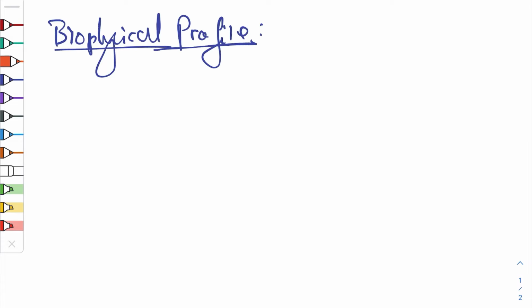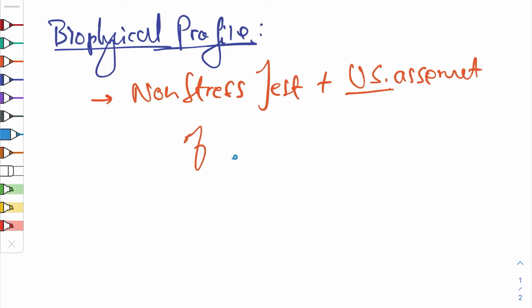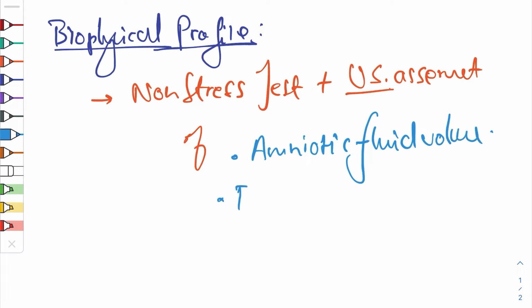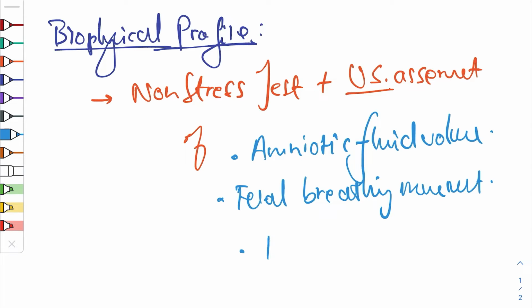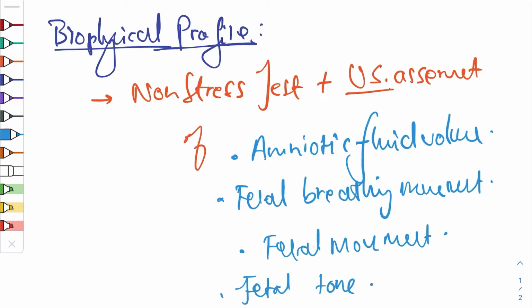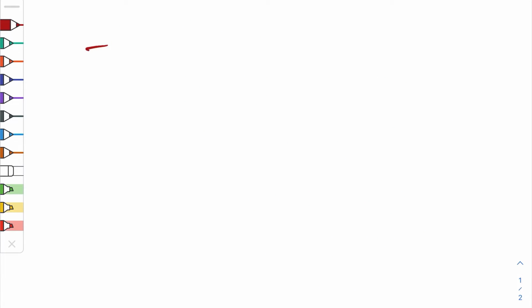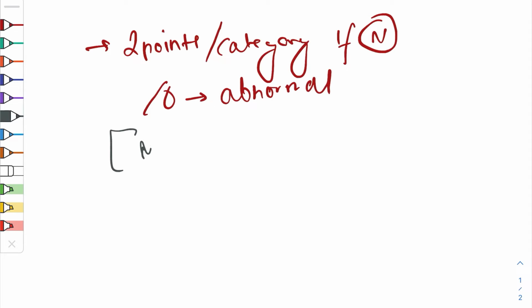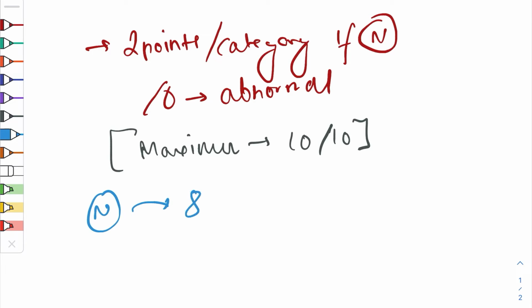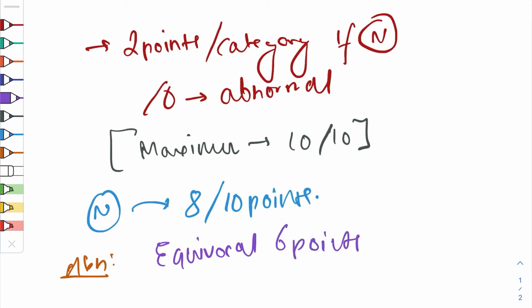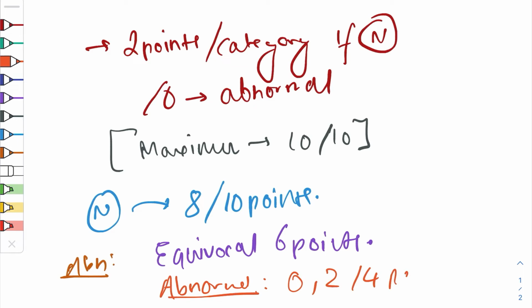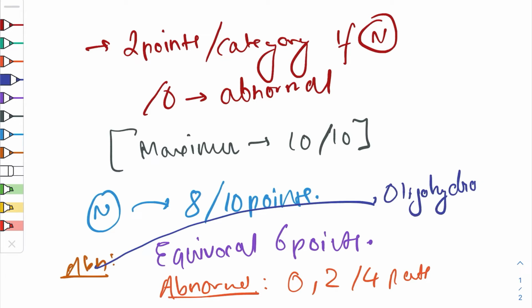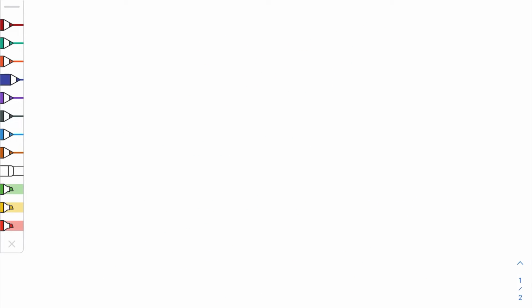Biophysical profile. A non-stress test plus ultrasound assessment of amniotic fluid volume, fetal breathing movement, fetal movement and fetal tone. 2 points per category if normal and 0 if abnormal. Maximum is 10 out of 10 and normal is 8 out of 10. Equivocal is 6 points and abnormal is 0, 4 and 2 points.